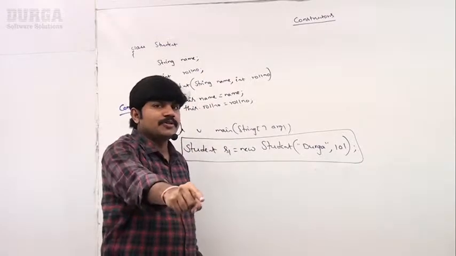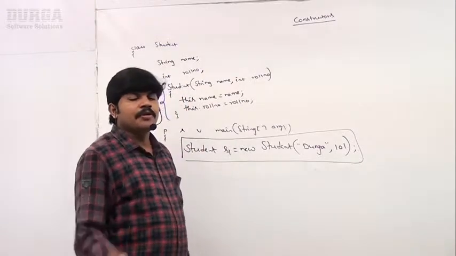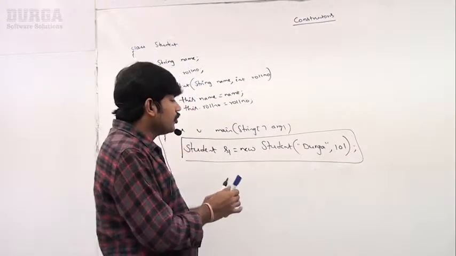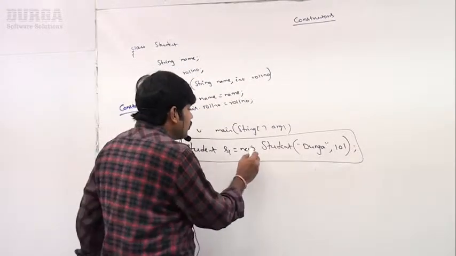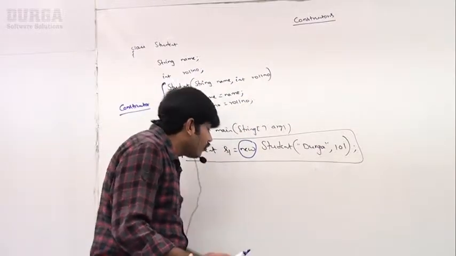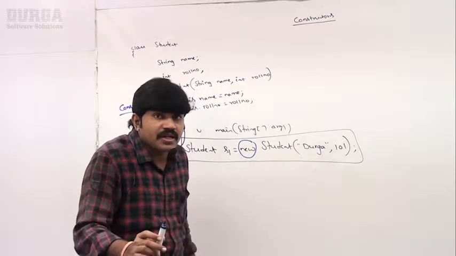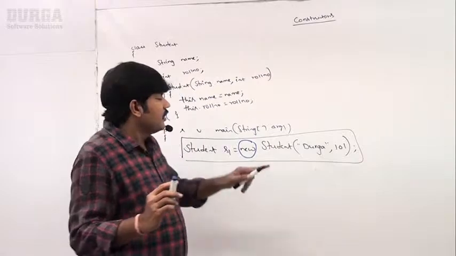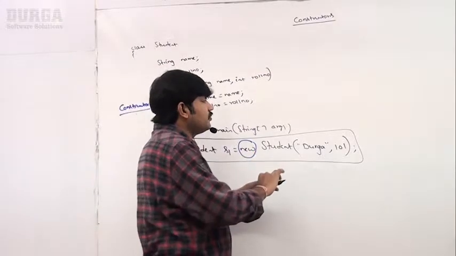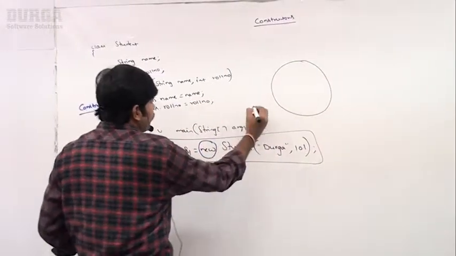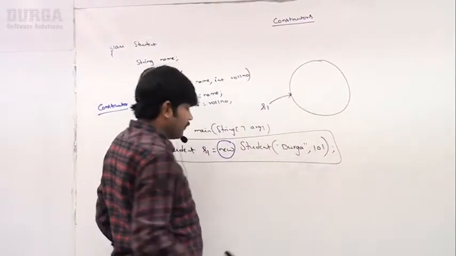Who is responsible to create the object? Most of the people are going to feel the constructor is responsible. No, the new keyword is responsible to create the object. Are you getting? Whenever we are using the new keyword, automatically the object by default will be created. Now because of this new, observe carefully, sir, the object got created. What is the reference variable? S1 is the reference variable.